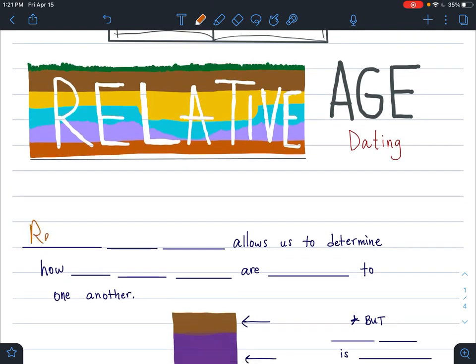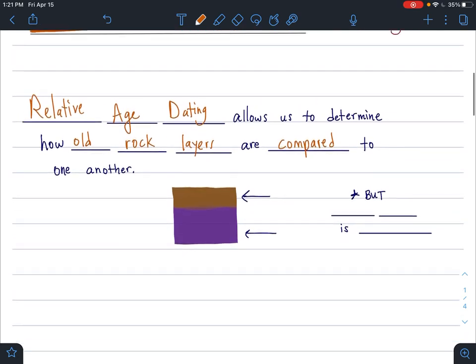We're looking at the process of relative age dating, which allows us to determine how old rock layers are. Well, at least how old they are compared to one another. Not their actual age, just which one is older and which one is younger.